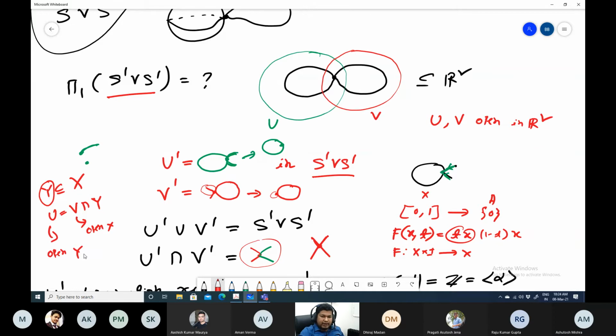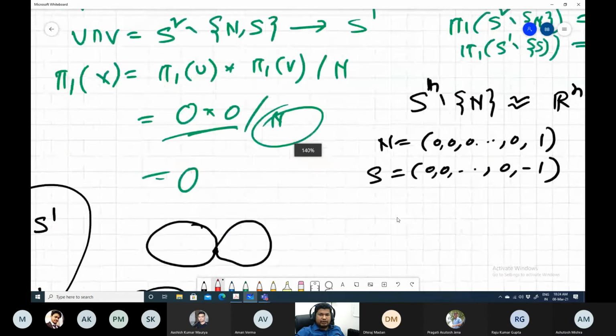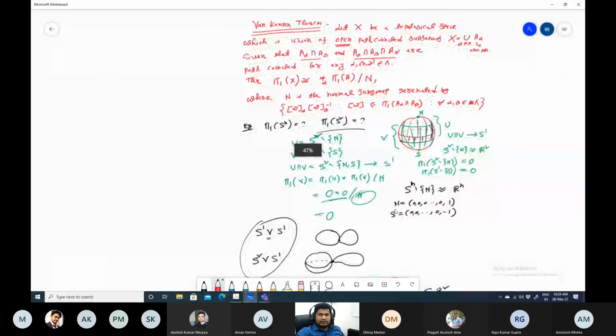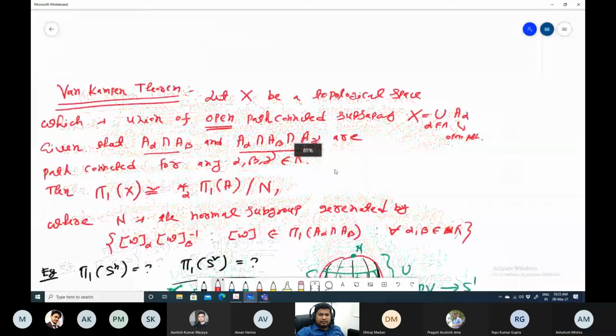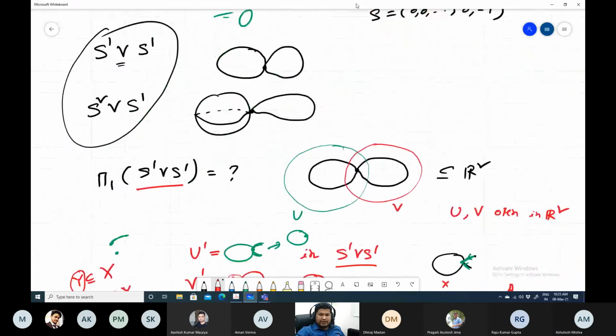Right. So what does the Van Kampen theorem say? We need X to be written as a union of open path connected subspaces. That means A alpha is a subspace of X and that should be open. So what kind of open set will that be then?